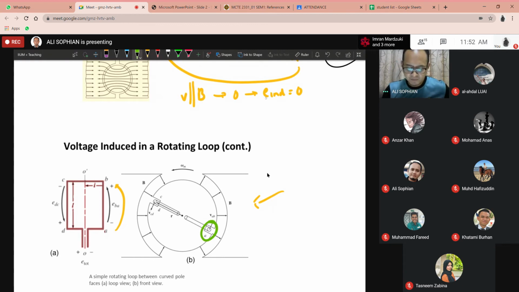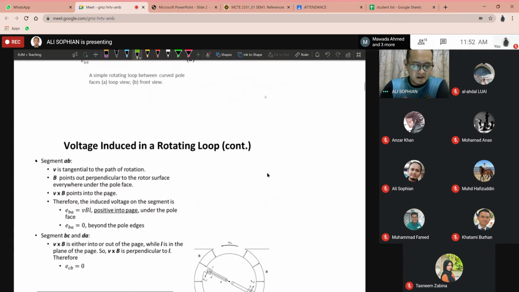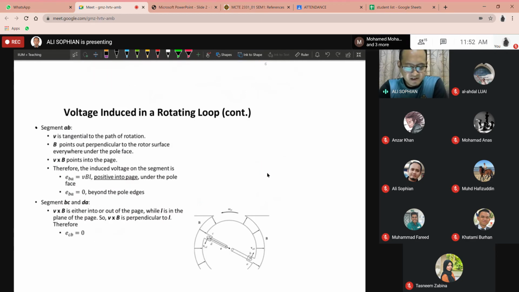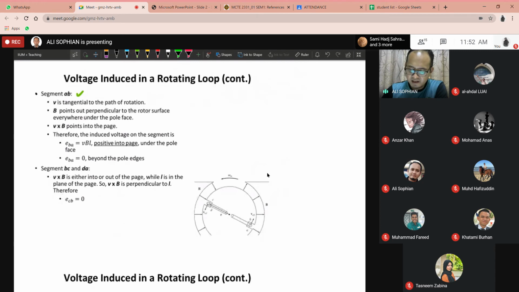So how much voltage is going to be induced? For the first segment AB, V is tangential to the path of rotation. In this illustration, remember, we are assuming it to be rotating counterclockwise. The rotor, I mean this part here, this is the rotor inside, is rotating counterclockwise.